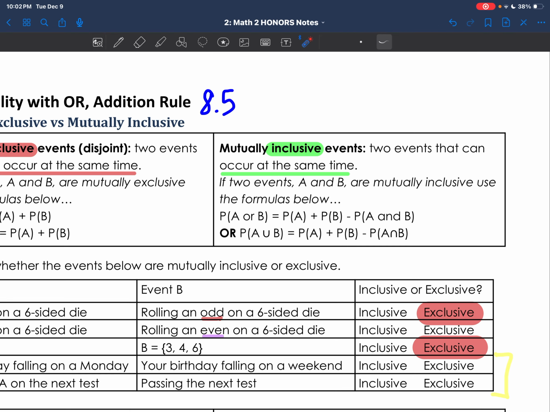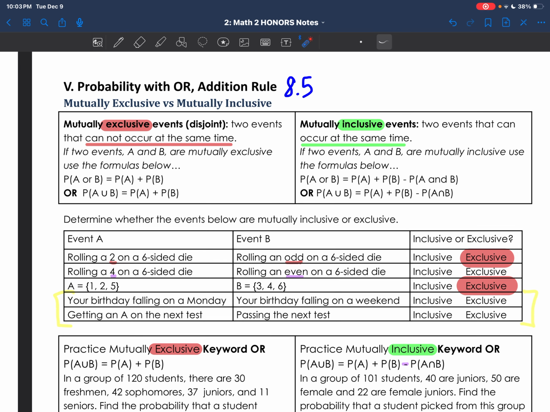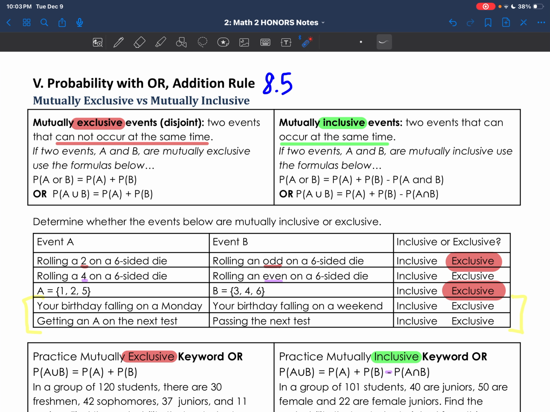All right, so let's go ahead, let's look at some of these situations. First, if you roll a 2 on a 6-sided die, and then you roll an odd. Well, 2 is not odd, so these are mutually exclusive, meaning they cannot happen at the same time.